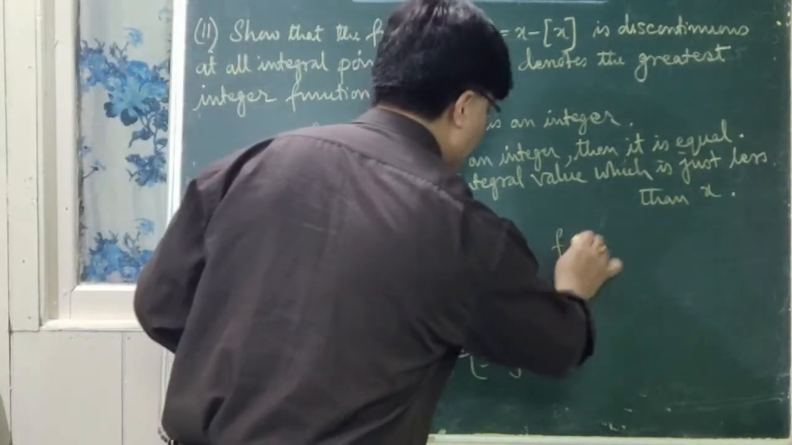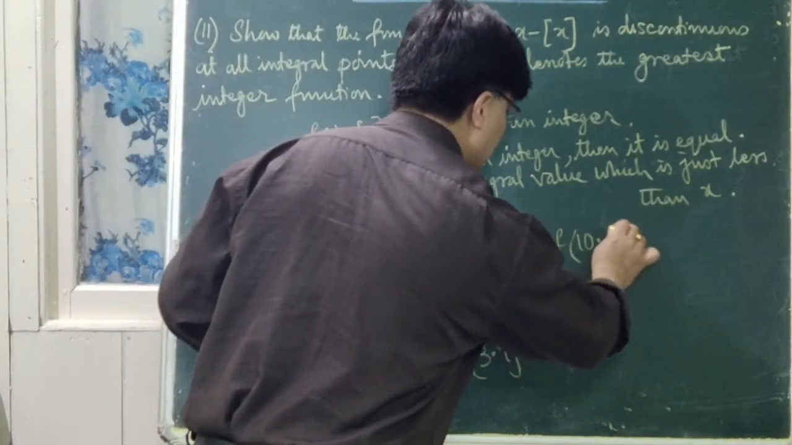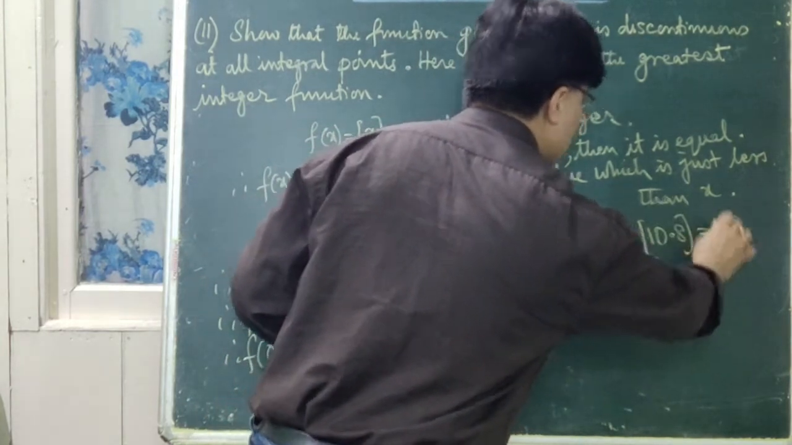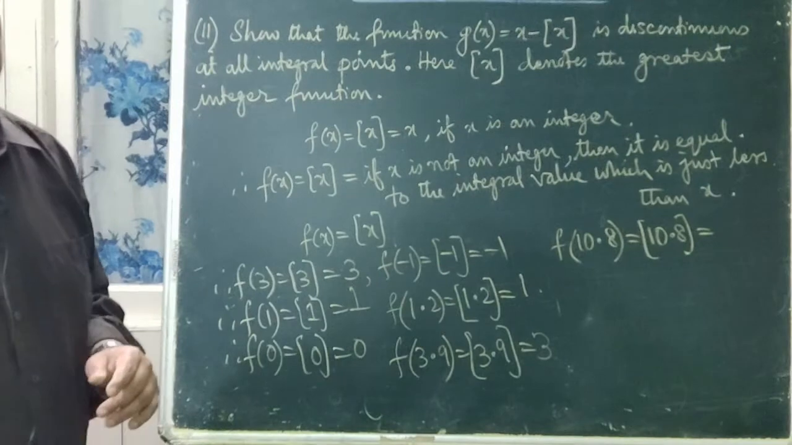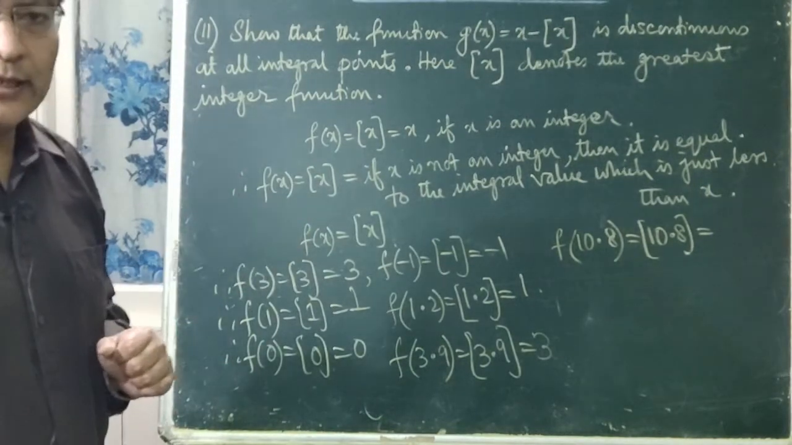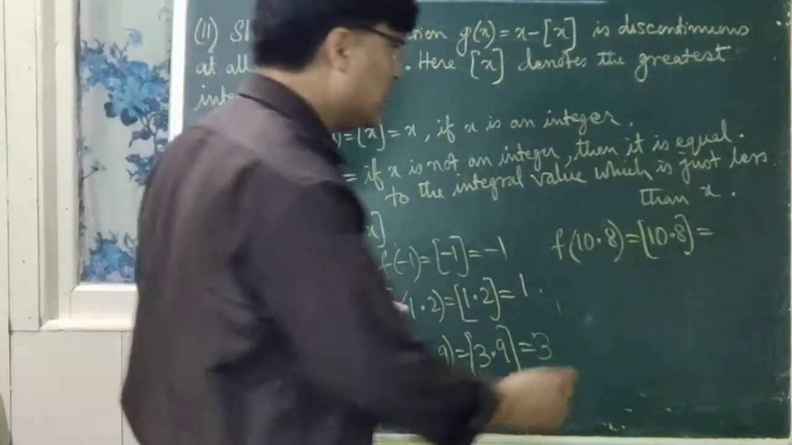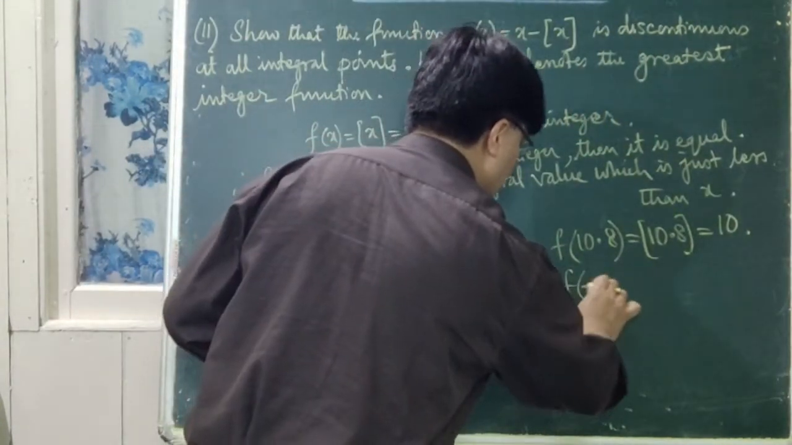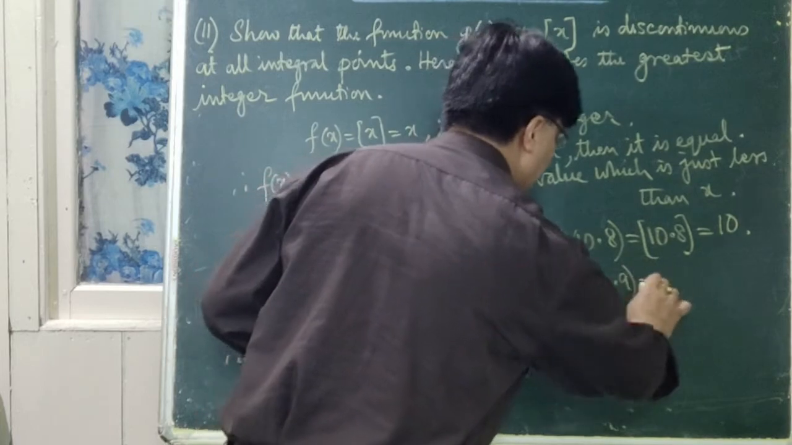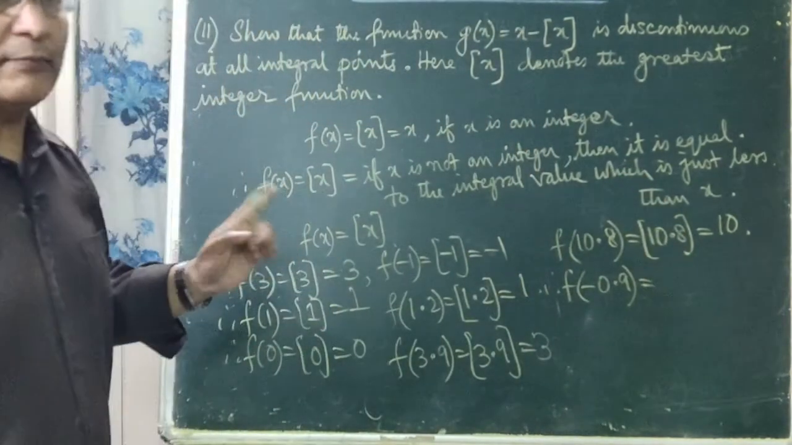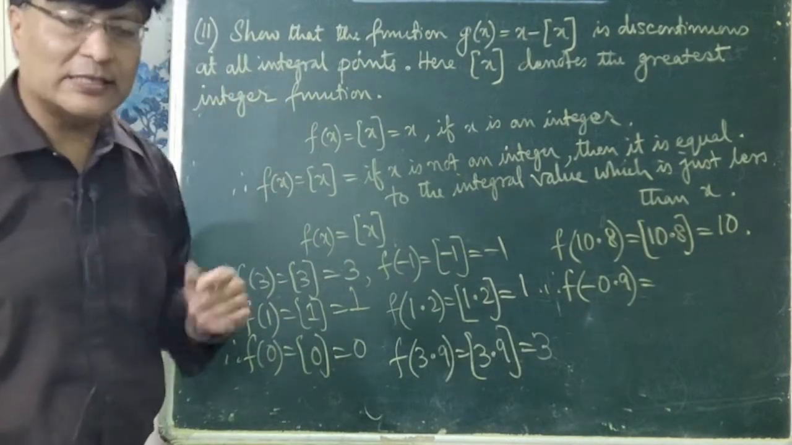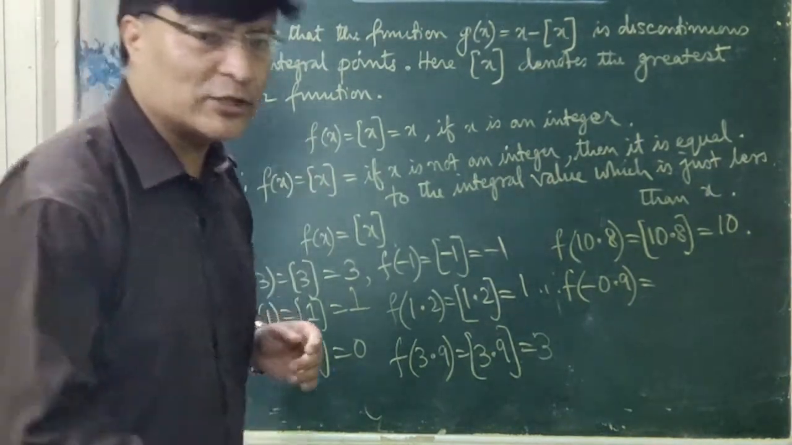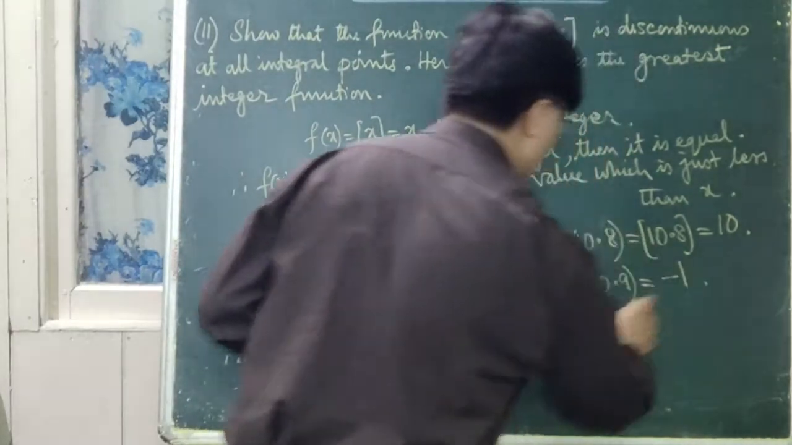So f of 10.8 is given, suppose, within third bracket 10.8. What is meant by it? What is its value? It is 10. Suppose if you have f of minus 0.9. This is not an integer, it is a fraction or in decimal. So which is the number just less than minus 0.9? That is your minus 1.